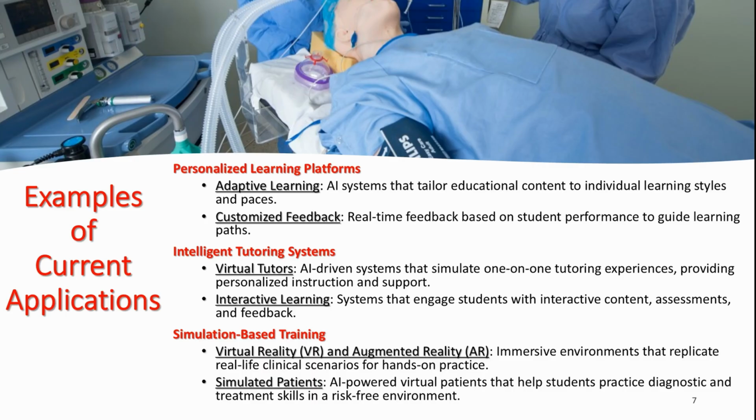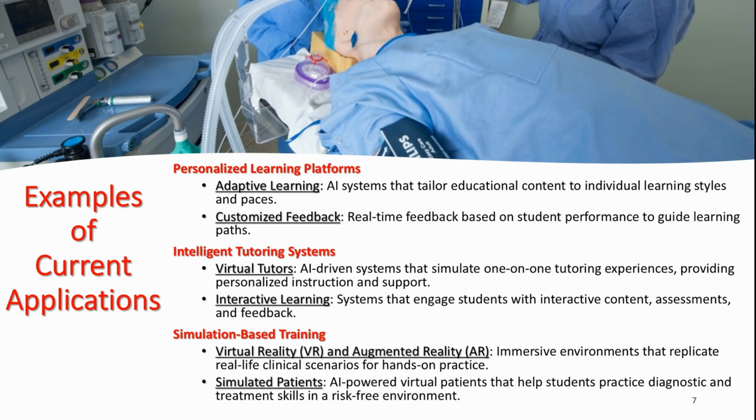As examples of current applications, we start with personalized learning platforms. The first thing we can look at is adaptive learning. Basically, these are AI systems that tailor educational content to individual learning styles and paces. The other important application is customized feedback. In real-time implementation, feedback is based on student performance to adapt learning paths. That is a very practical example that most systems currently use.